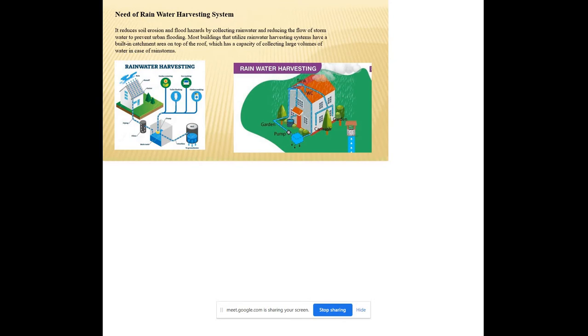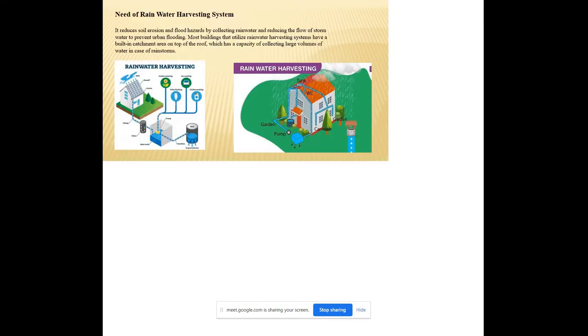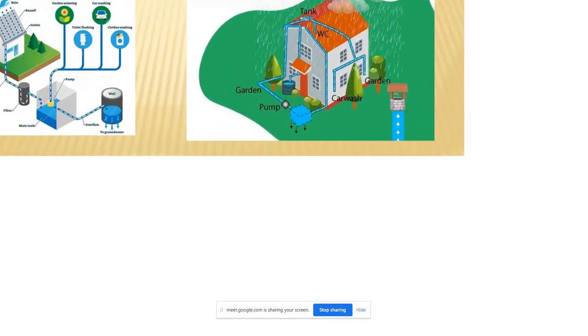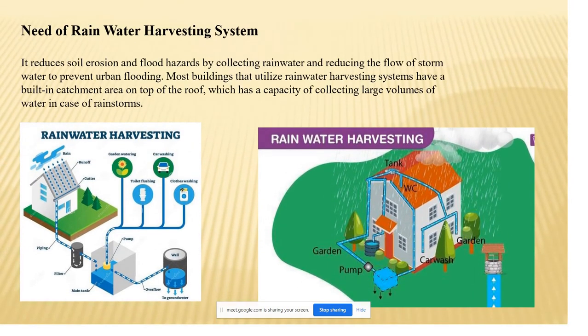Myself, Anurag Gupta, BTech second year student. Now I am going to present on the topic of rainwater harvesting and management of water resources. So, what is rainwater harvesting? Rainwater harvesting is a method to capture and store rainwater for various uses, like recharging the groundwater. It is low cost and eco-friendly. Uses include gardening, livestock, irrigation, domestic use with proper treatment, and domestic heating.